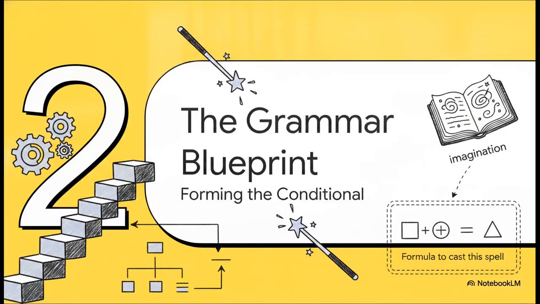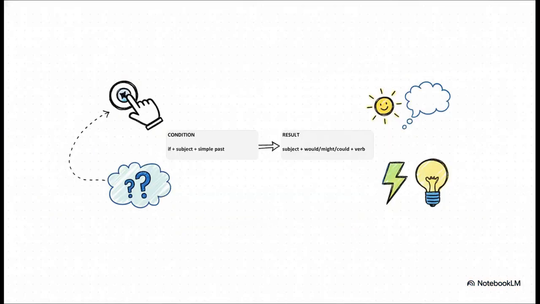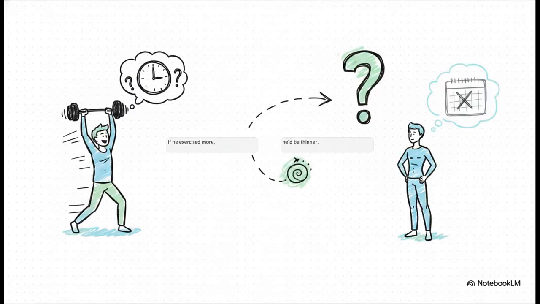Moving right along to section 2, the grammar blueprint. So every single second conditional sentence is built on 2 core building blocks. It's like a 2-piece puzzle. First, we have the condition, or the if clause, which basically acts as our trigger. This uses the word if, a subject, and the simple past tense. Then, on the other side, we have the results clause. This describes the imagined action, and it uses a subject followed by words like would, might, or could, plus the base verb.